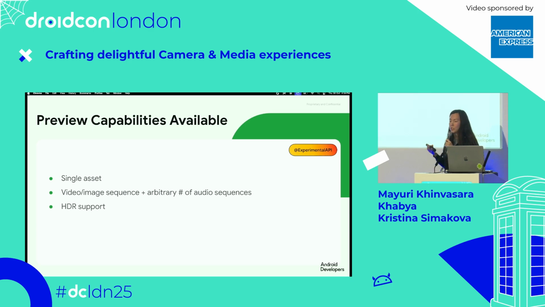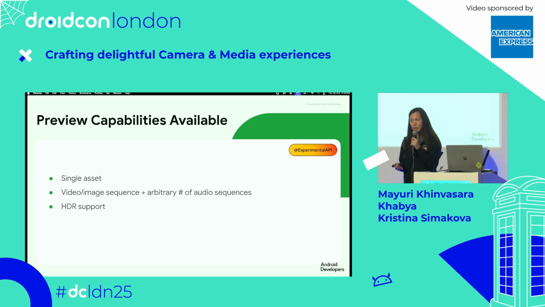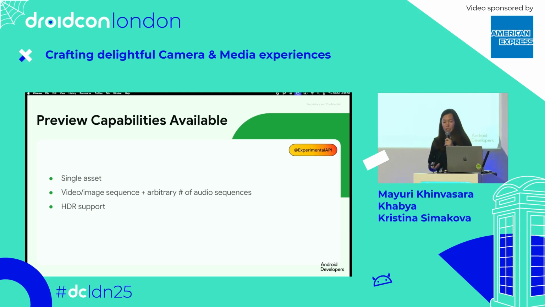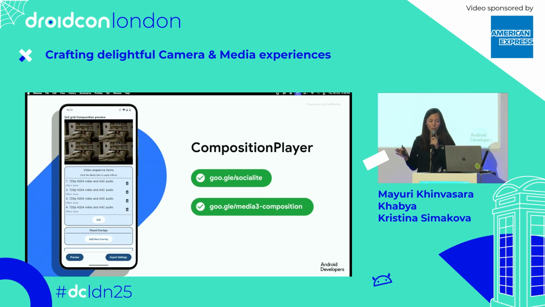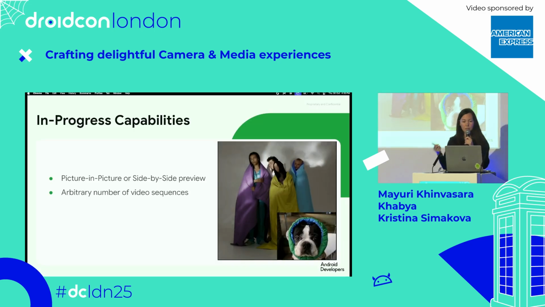And we also support HDR here. So if your input is HDR and you want to retain the HDR format, both Composition Player and Transformer support HDR. So, moving on. You can check our Socialite app for more details on how to integrate Composition Player for a single asset. And here is the other one, Media3 Composition, a short link to our Media3 demos, where you can learn about a bit more advanced cases.